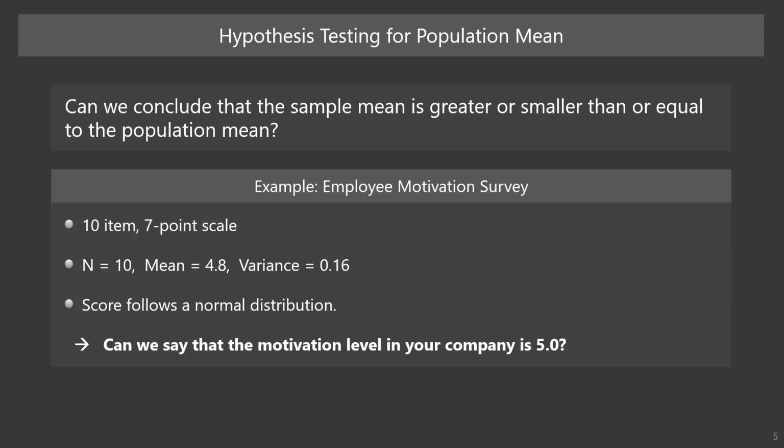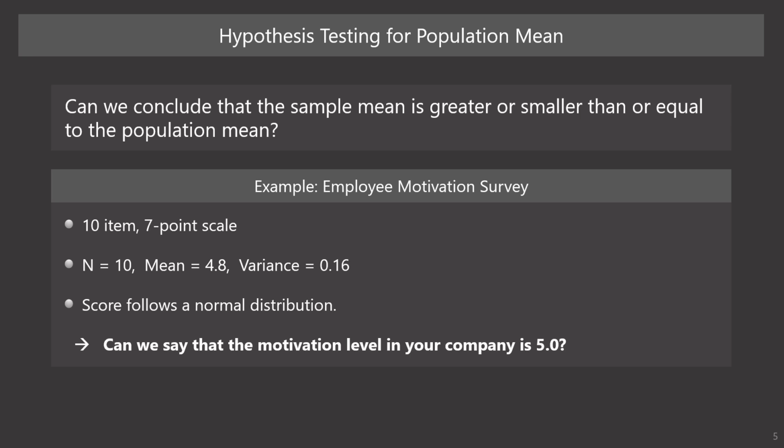Let's consider by an example. Suppose you are a human resource manager in a company and implement an employee survey. The survey measures employees' motivation by 10 items. Each item is measured by a 7-point Likert scale from 1 equals strongly disagree to 7 equals strongly agree. By averaging the scores of these 10 items, you get the motivation score of each employee.